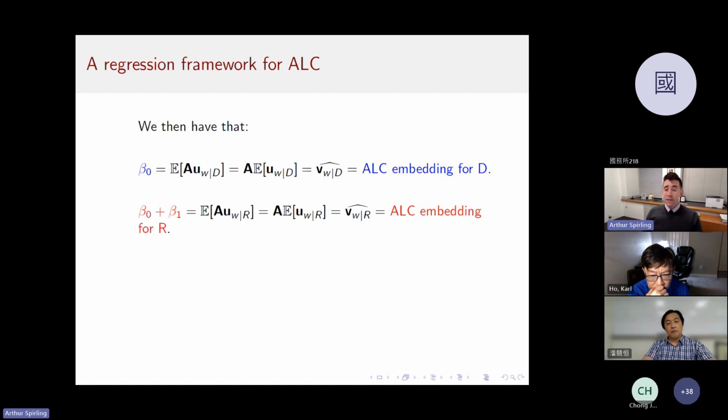So what's left? Well, beta 0 plus beta 1. These should really be estimates, but you know what I mean. This is the ALC embedding for group R, right? And again, to reiterate, these are average embeddings.